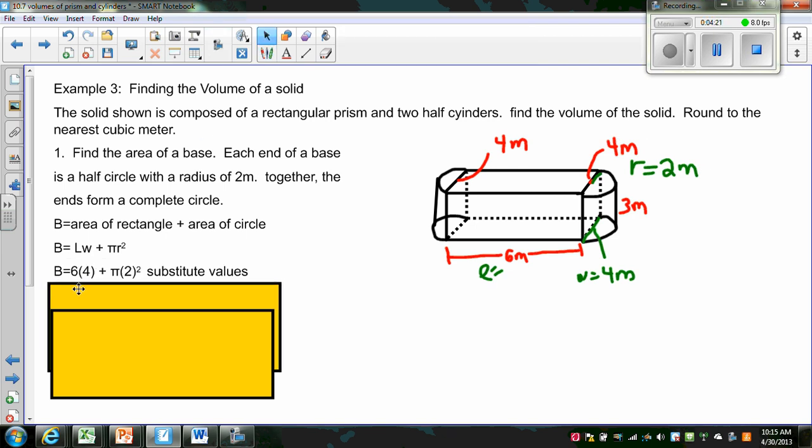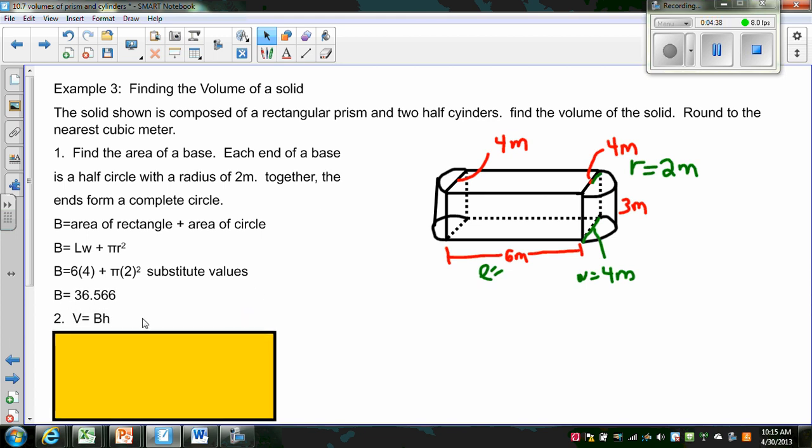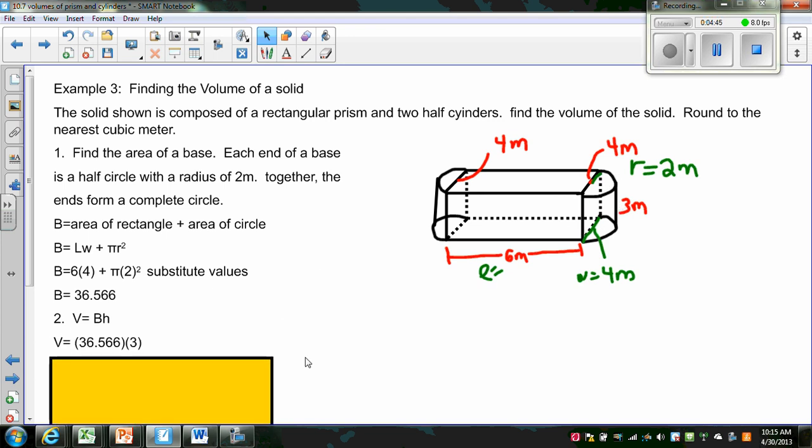So now we can substitute. 6 times 4 gives us the rectangle, plus pi times 2 squared gives us the circle. So our base area is 36.566 meters squared. We can then find the volume by multiplying this base by the height. And in this case, the height is this distance here, which is 3 meters. So 36.566 times 3 meters leaves us with approximately 110 cubic meters.